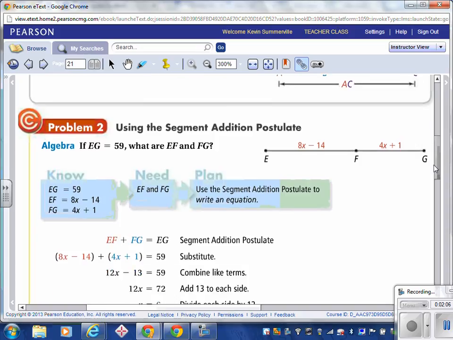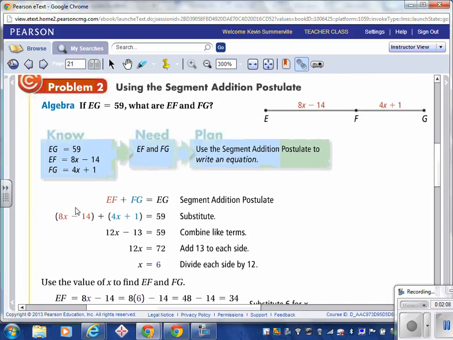Let's use that to help us with problem number 2. Problem 2 is asking, using the segment addition postulate, find the length of EG. Or I should say EG is 59. What are EF and FG? So in problem 2, we're going to use the segment addition postulate to find out what are the lengths of EF and FG given EG is 59.